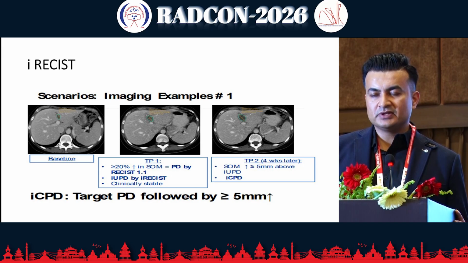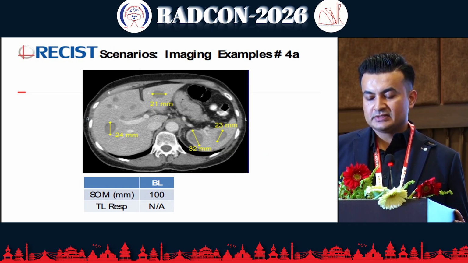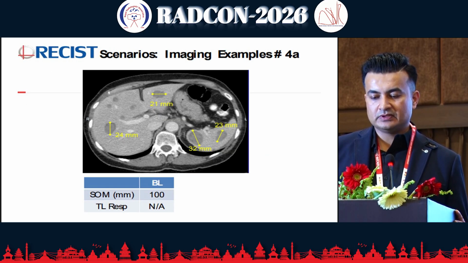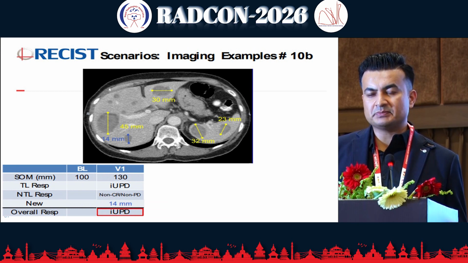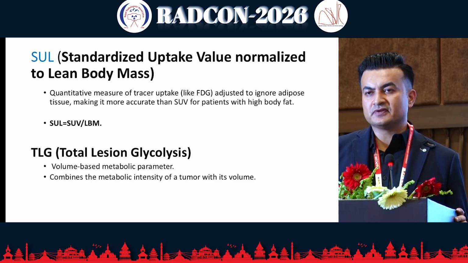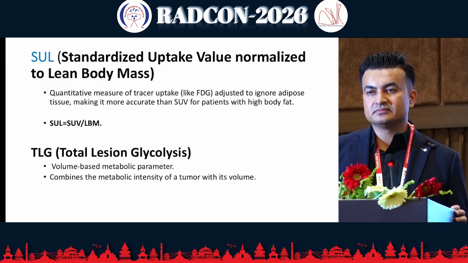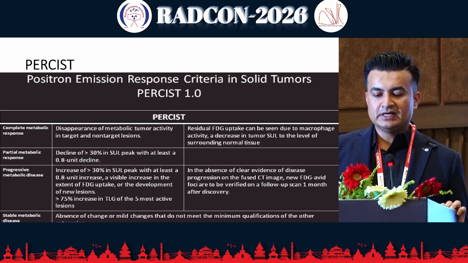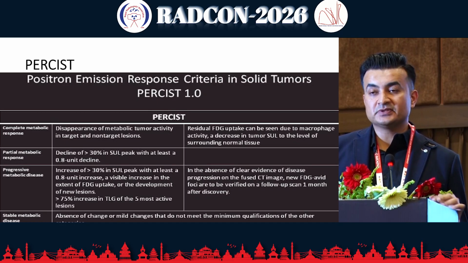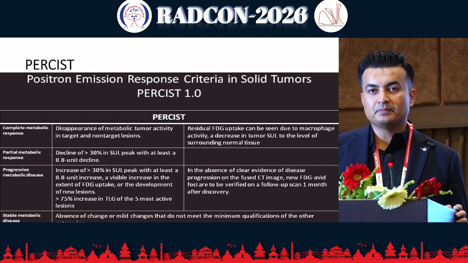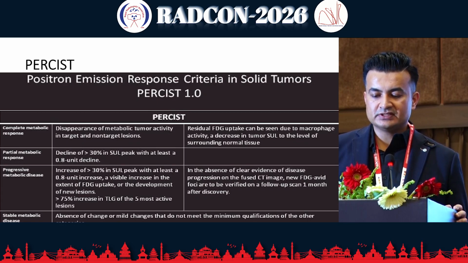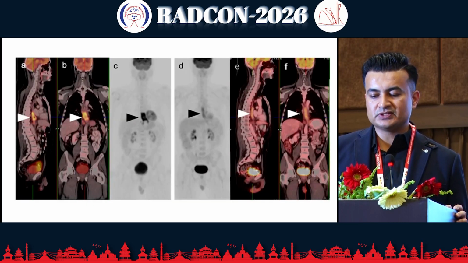There are a lot of complications of immunotherapy, so we'll not talk about that. Now we'll come to PERCIST. PERCIST is by PET scan. We look at the SUL, that is the standardized uptake value normalized to lean body mass. Again, a 30% increase in uptake of the sugar by the lesion is progression. And if there is a 30% decrease, then that is partial response. So this is a GE junction mass which responds to treatment. The SUV and SUL have come down.